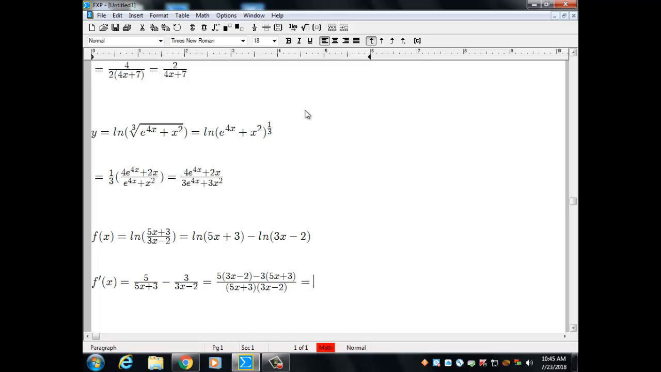Which is equal to 15x minus 10 minus 15x minus 15 over (5x plus 3)(3x minus 2). I think it's supposed to be a minus 9 on top. Don't you ever correct me again. Unless I'm wrong, and then feel free to correct me all the time. All right, so 15x minus 10 minus 15x minus 9. You are correct.